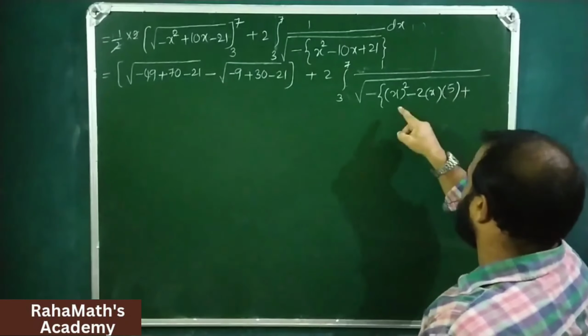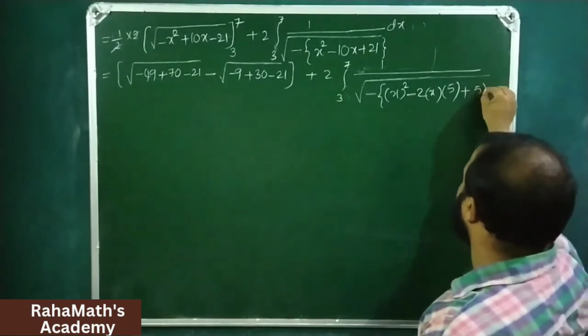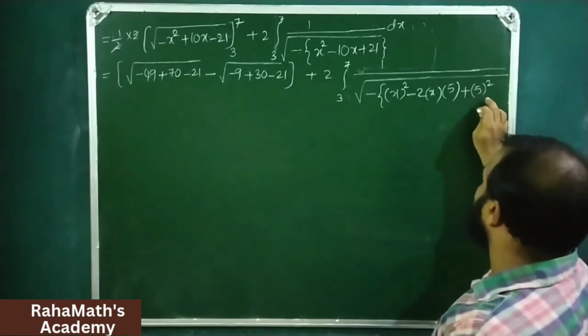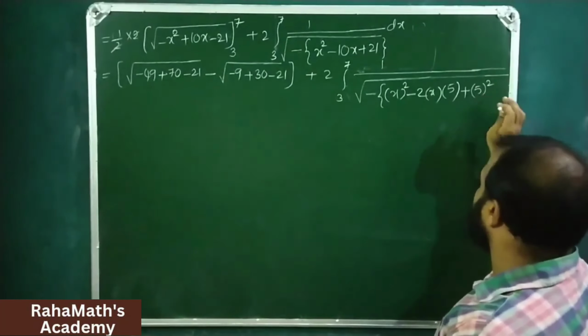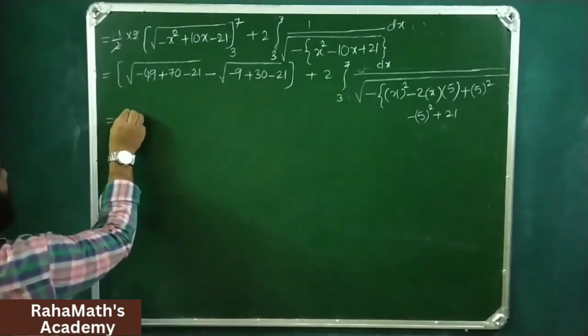So to become this as a minus b whole square, 5 square I want, because a square minus 2ab plus b square. So 5 square I want. Since 5 square is being added from our side, we need to subtract it also. And plus 21 is as usual. This is all in the root itself. Now listen.